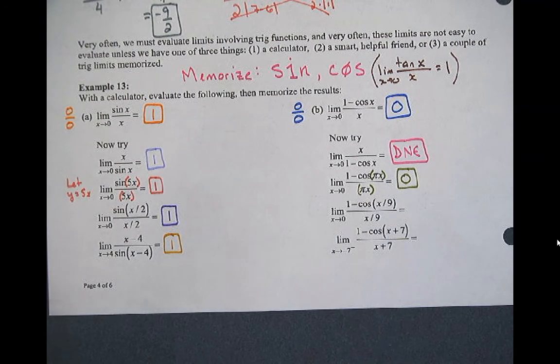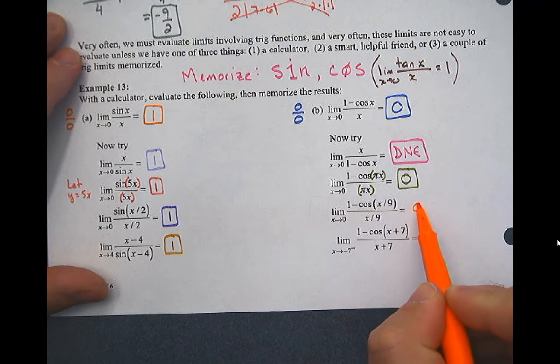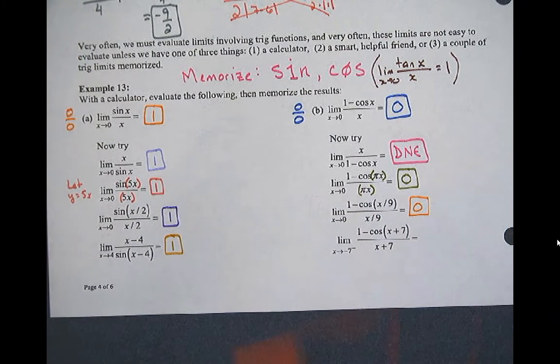So the next one, here we go again. 1 minus cosine of the same thing on the top as what we have in the denominator. Oh, I fell for it. Dang it. Oh, no. We're okay. Well, wait a minute now.